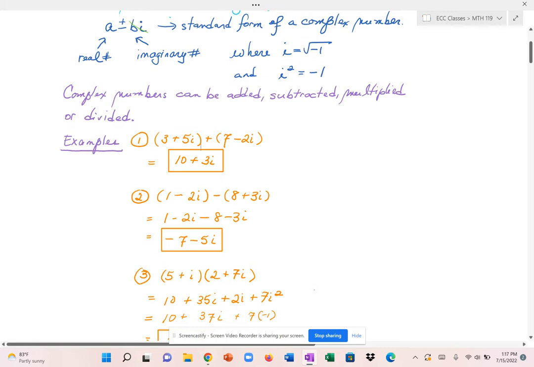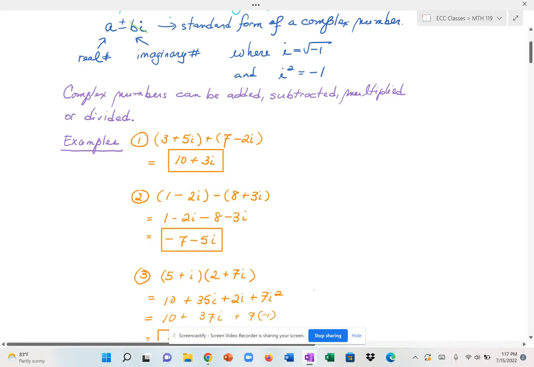In number two, I'm subtracting two complex numbers, and because the second one is in parentheses, I need to distribute that negative. So that's what I did on the next line. So I get 1 minus 2i minus 8 minus 3i, and then I'm going to do the same thing I did in number one, which is combine like terms. So 1 minus 8 gives me negative 7, and negative 2i minus 3i gives me minus 5i as the imaginary part.